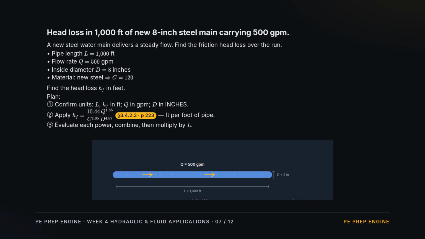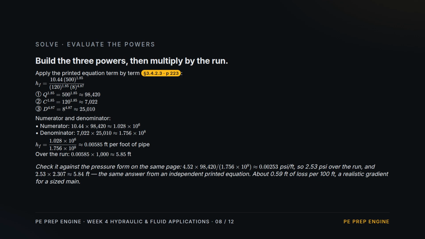The worked problem. 1,000 feet of new 8-inch steel main at 500 GPM. Find the head loss. New steel gives a C of 120 from the table. Plan, confirm the units, apply the printed equation for the per foot loss, then multiply by the run. Build the three powers. Q to the 1.85 is about 98,400. C to the 1.85, about 7,000. D to the 4.87, about 25,000.